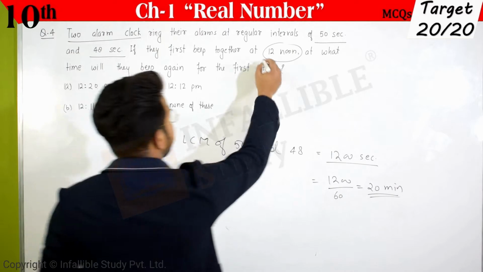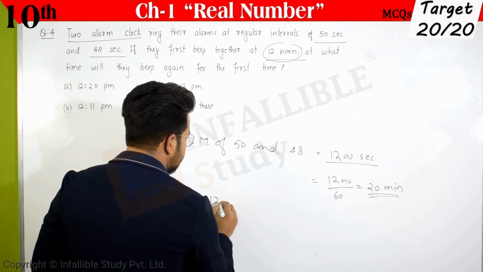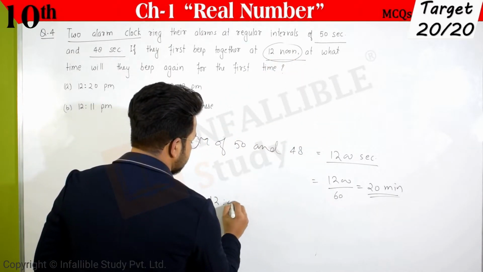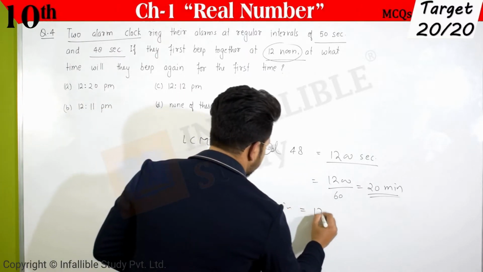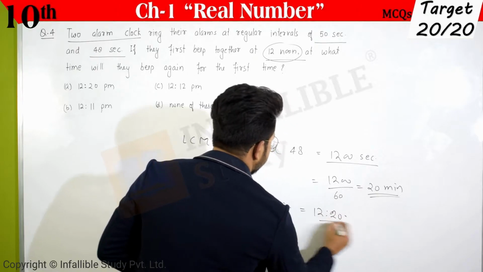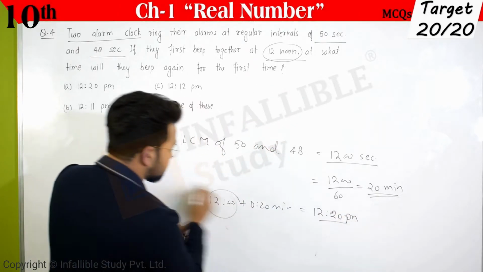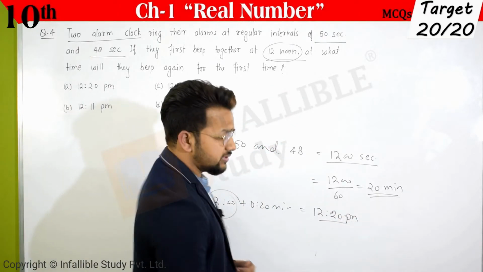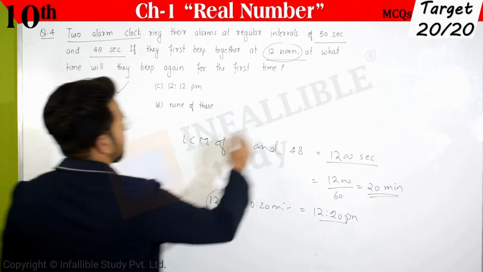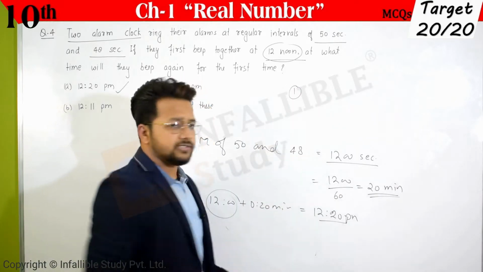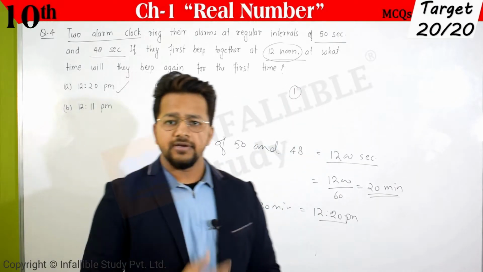So the time was 12:00 noon. So the next time will be after 20 minutes, that is 12:20 PM, because this was the time of noon and the afternoon, so the time will become PM. So option number A is our correct answer and you will get 1 mark successfully. Now let's move to the next question.